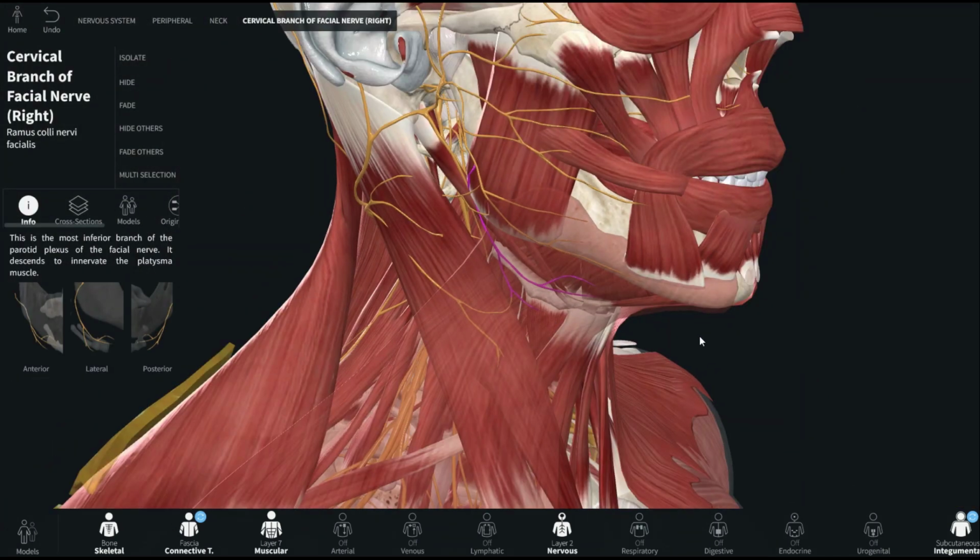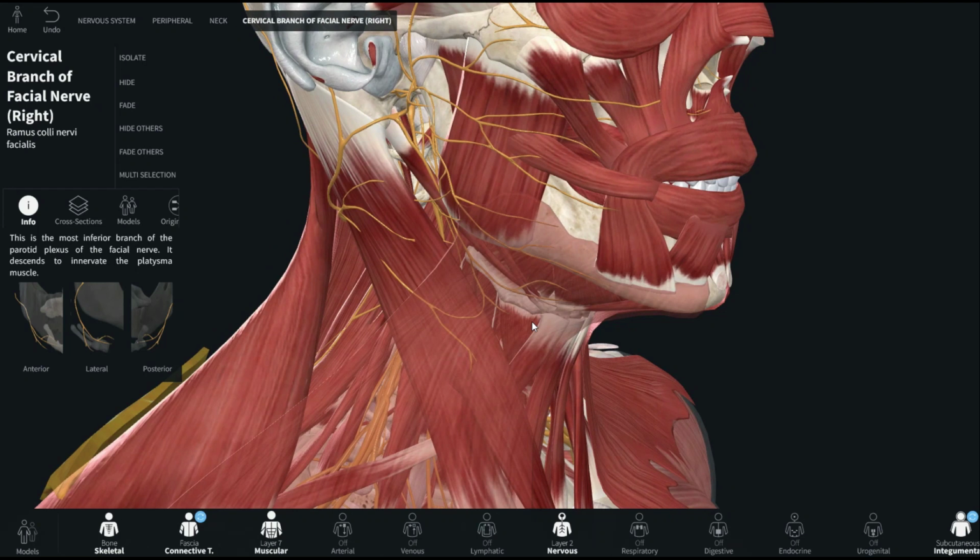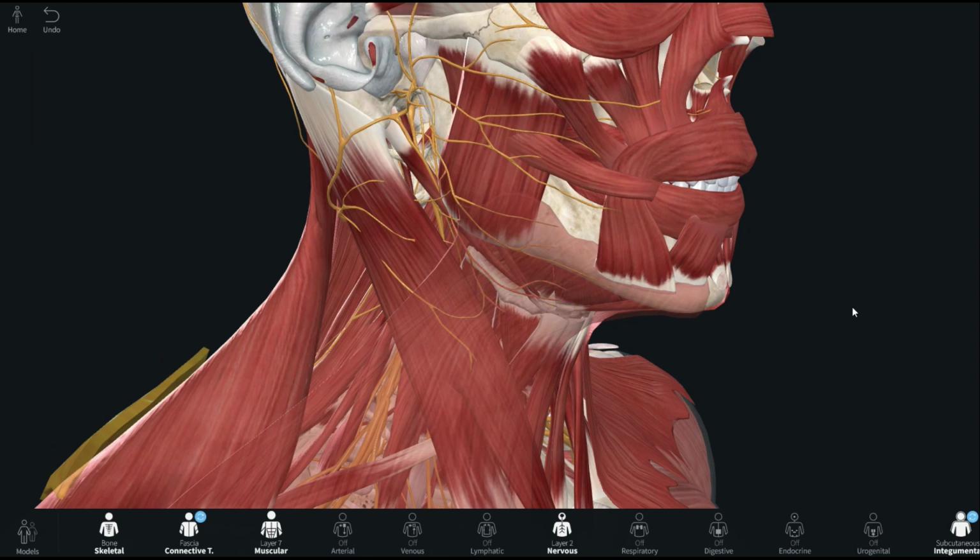See this nerve, this is the nerve supply of platysma muscle. And in this process, there is a cervical branch of facial nerve. In this process, we have also at least talked about, at least now we know what the 5 branches of the facial nerve are.